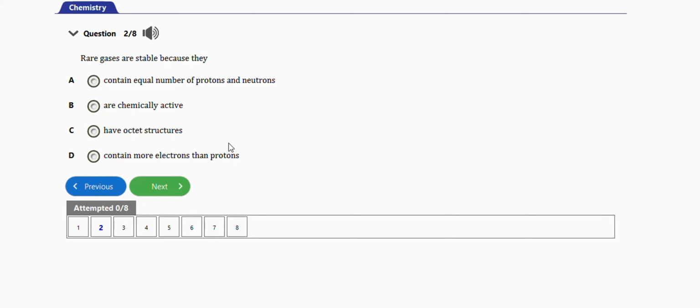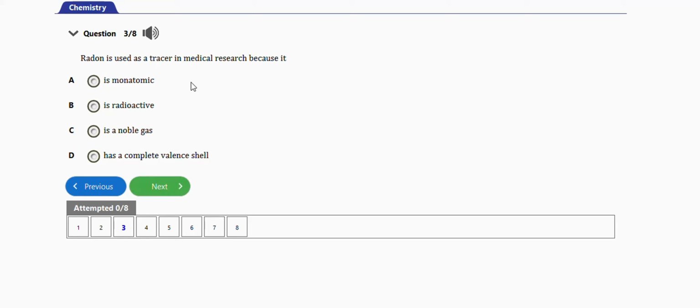Alright, so the next repeated question will be this one. It says radon is used as a tracer in medical research because it is monatomic, is radioactive, is a noble gas, has complete valence shells. So the right option is option B, is radioactive. Very important, guys, take note of this question.